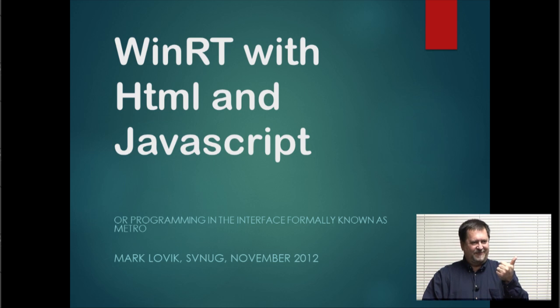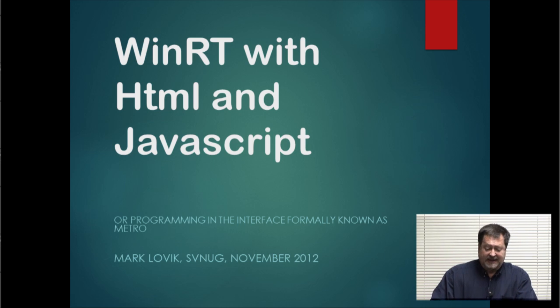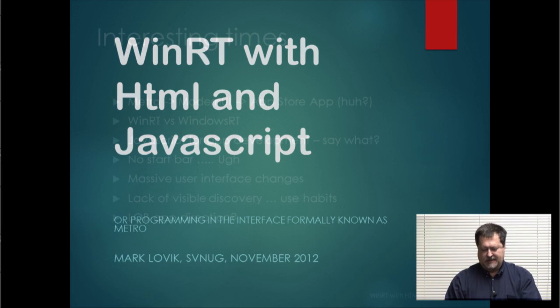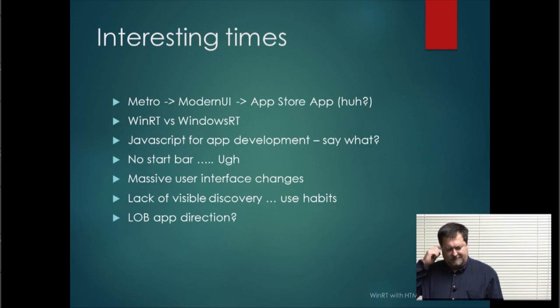So it was Metro. Then it went to Modern UI. That was lame. And now we're not even talking about the UI, we're just saying where it comes from. It's a web store app for Windows 8. But that's what we're going to be talking about, and I'm going to be talking about HTML and JavaScript as a programming approach. So for the programming system, formerly known as Metro, formerly known as Modern, not really Windows RT, well, that's what we're going to talk about. So, interesting times.